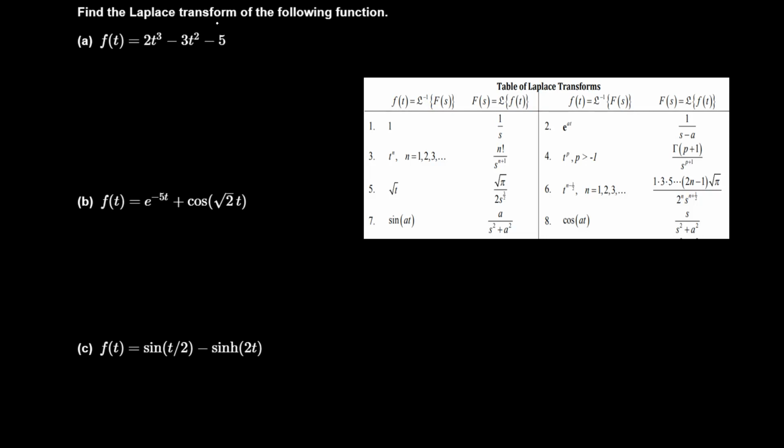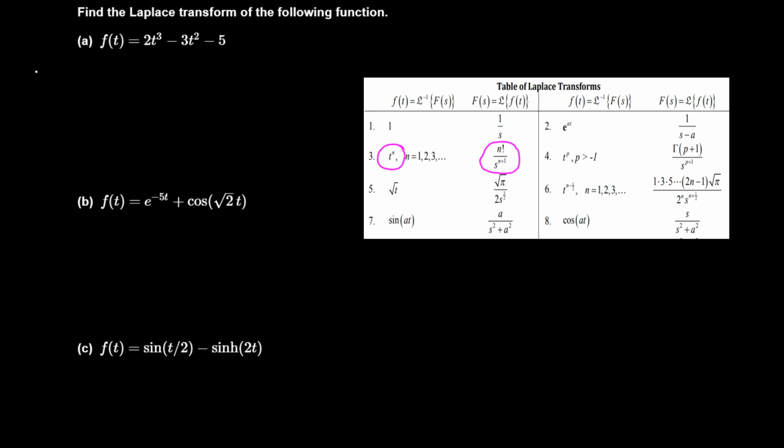Find the Laplace transform of the following function. In part A, we have a function with three terms: 2t cubed minus 3t squared minus 5. So basically it's t raised to something. If we look at the table, when we have t raised to n, where n is 1 to 3, that's pretty much n factorial over s raised to n plus 1.